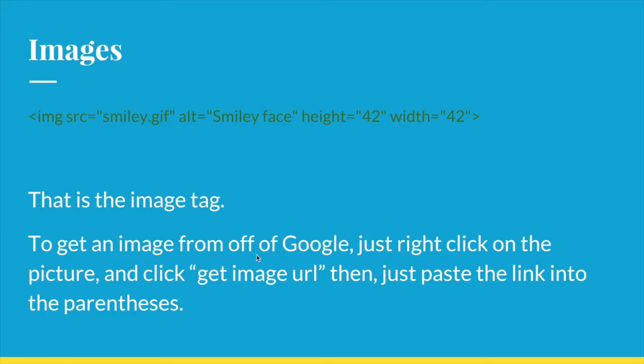Okay, to get an image off of Google, you're just going to right click on the picture and click Get Image URL, or you can save image as, save it to your desktop, and then get that file name like so. We may do that in the next application video.